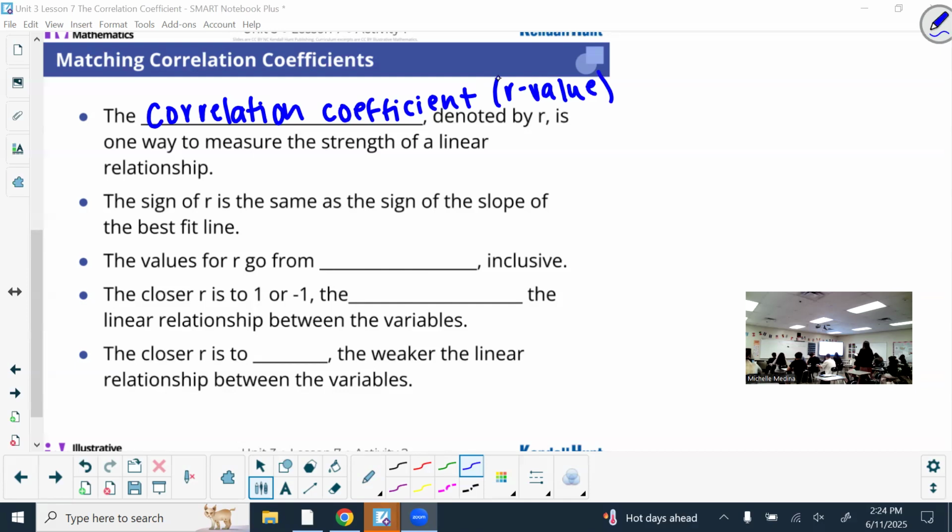The R values go from -1 to 1 inclusive. So that means every number in between, there's lots of decimals in between. And it can be -1 exactly and 1 exactly. The closer R is to 1 or -1, the stronger the linear relationship between the variables.